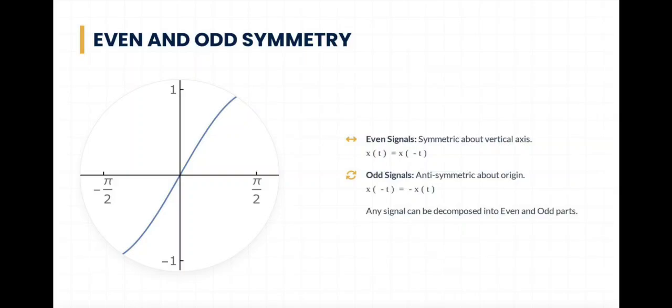If you folded the paper across the vertical line, the sides wouldn't match. But if you rotate it 180 degrees across the center point, it lands perfectly on itself.